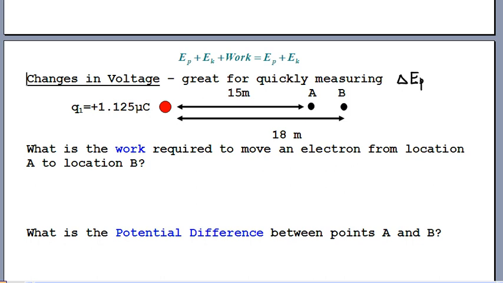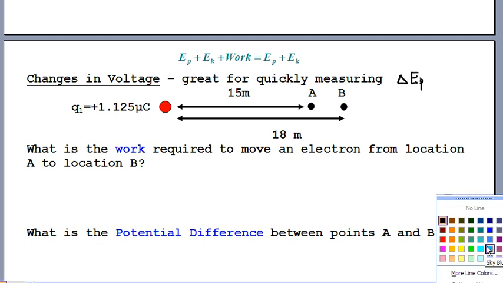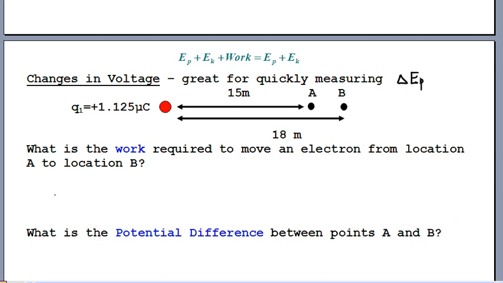So we've got a Q1 that's already been sitting there for a very long time. And then there are 2 places where at the beginning of the story, nothing is positioned, just these markers, A and B, 15 meters, and then 3 more meters down the road at 18 meters. And the question is, what's the work required to move an electron from A to B? I don't actually need the idea of voltage to do this, but I want to show you how it can help.